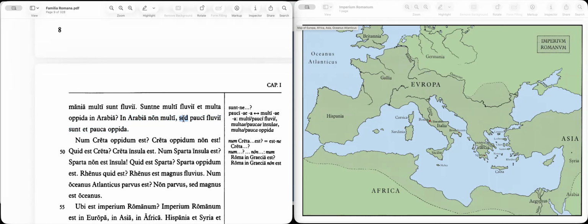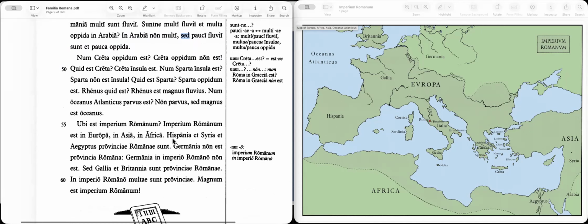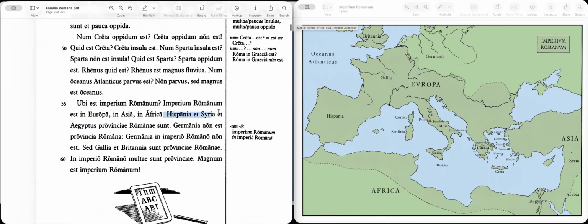Now, there will be some curious constructions where they don't have commas, where English would. Here we go. Hispania et Syria et Egyptus provinciae Romanae sunt. We generally don't say Spain and Syria and Egypt. We would say Spain, Syria, and Egypt. So we might say Hispania, Syria, et Egyptus. And Latin will use multiple ets. So you see no commas there. So that is a difference.